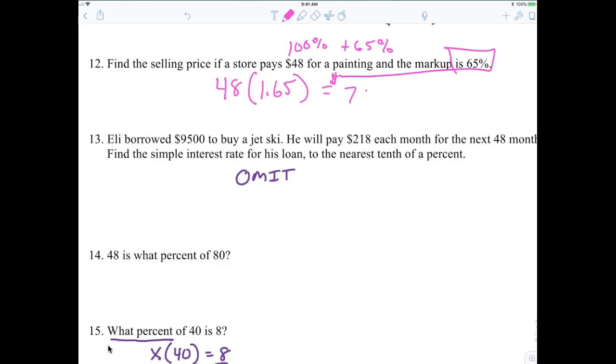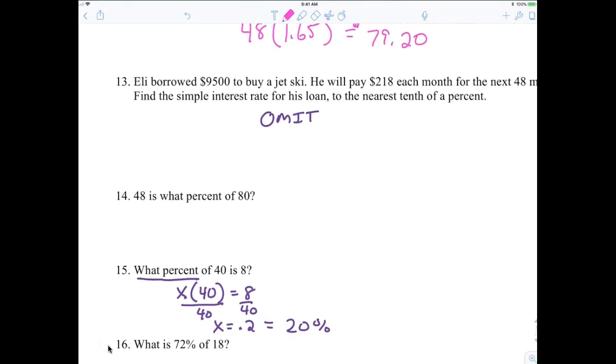79 point what again? 20. $79.20. Is everybody happy with that? Good? All righty. Let's keep going. Now, do me a favor. Put omit next to 13. That'll be on Monday, probably. All right. I accidentally included it.